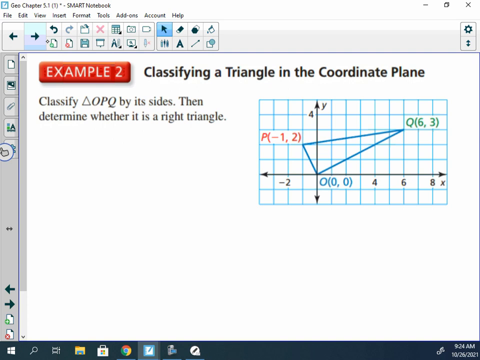So we're going to look at these last few. Classify triangle OPQ by its sides, then determine whether it is a right triangle. So we need to determine based off its side lengths, either we're going to have 2 congruent sides, 3 congruent sides, or none. And when we're determining it based off its sides, we need to know the what? The distance, the length of the sides.